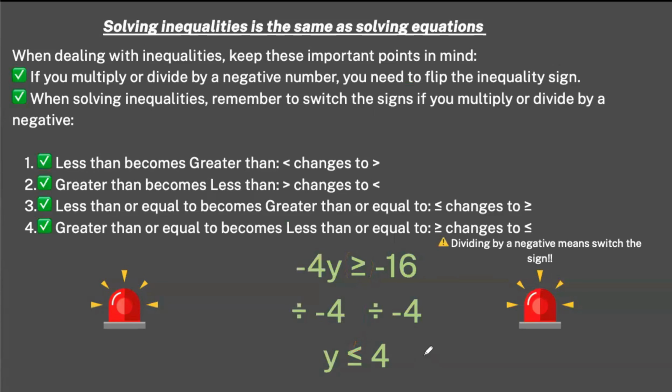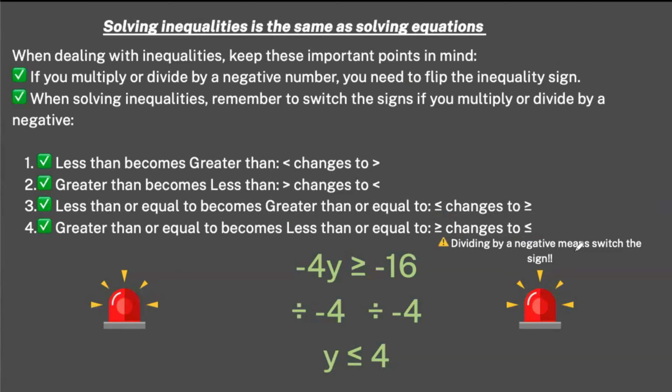So in general, if you have a negative number that you are multiplying or dividing an inequality by, make sure to switch the sign. So if it's greater than, then it becomes less than. If it's less than, then it becomes greater than. If it's less than or equal to, it becomes greater than or equal to. And if it's greater than or equal to, it becomes less than or equal to. And this is only dealing with inequalities and only when you're multiplying and dividing.